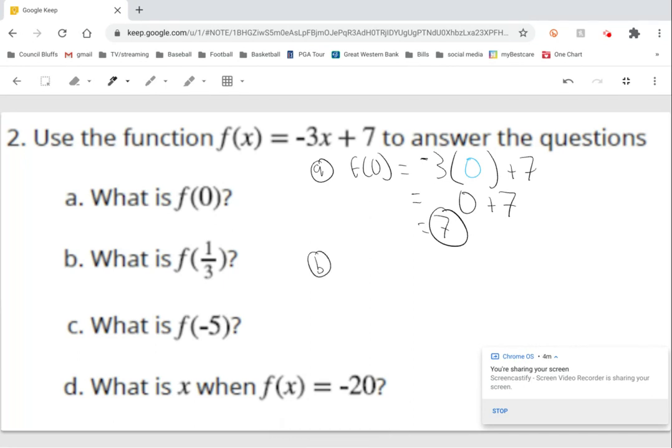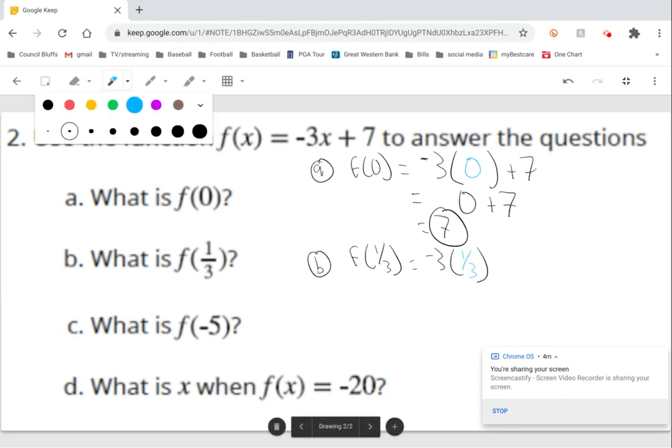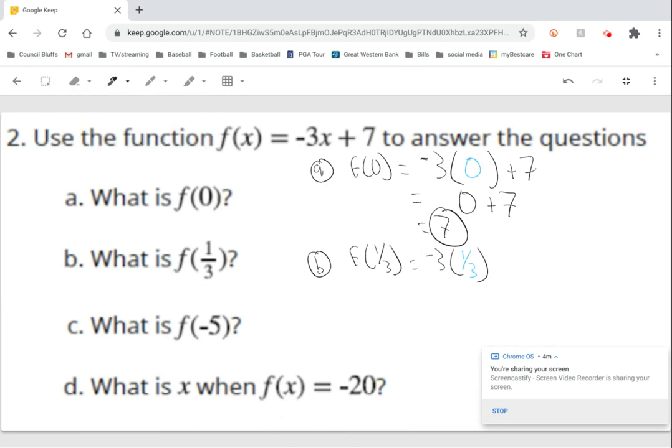Part B, f of 1/3. So I'm going to do the same thing, except now I'm going to replace x with 1/3 and calculate. So don't be afraid to use a calculator if you need to. So negative 3 times 1/3 is negative 1. Okay, negative 1 plus 7 equals 6. So f of 1/3 equals 6.